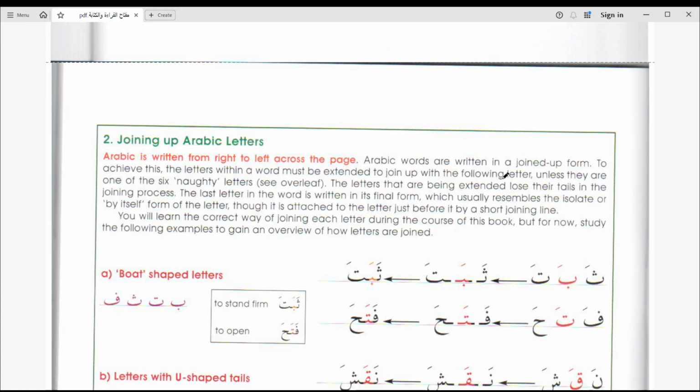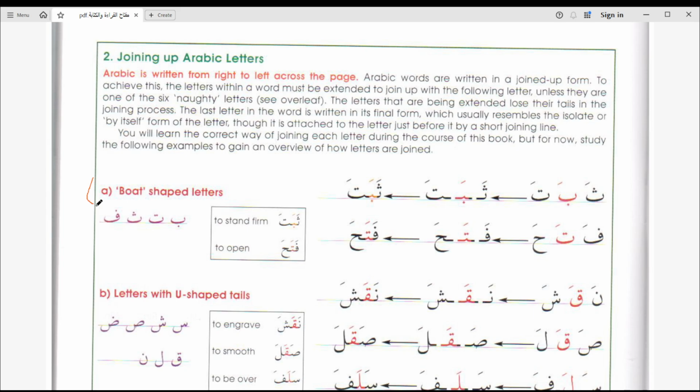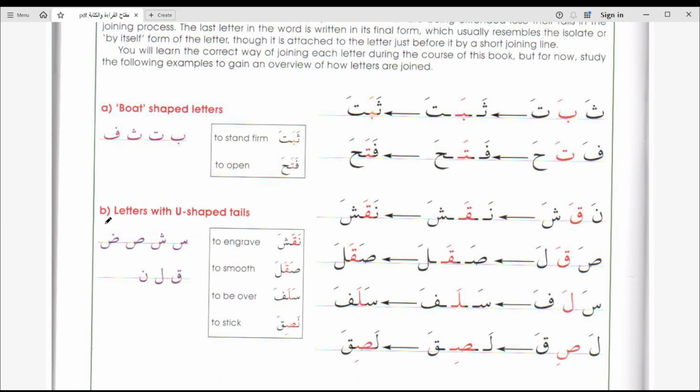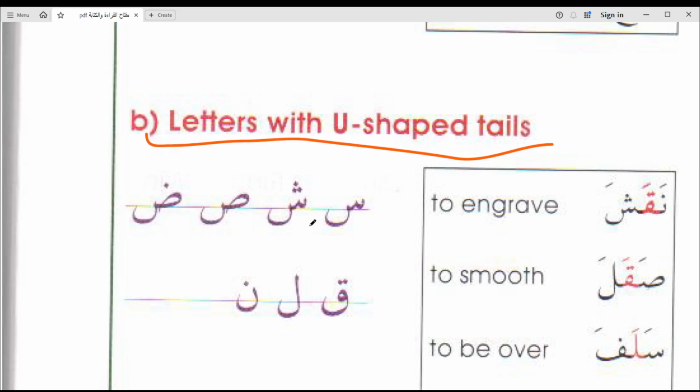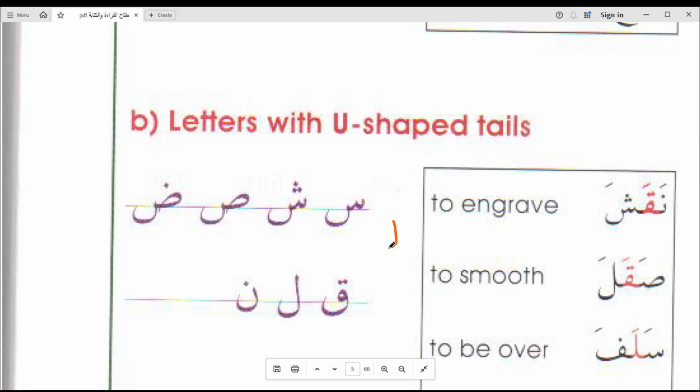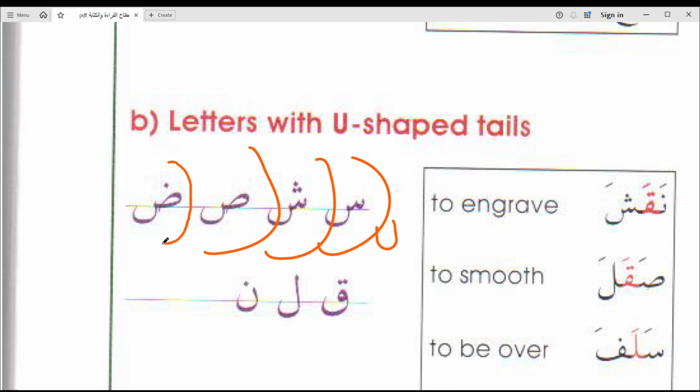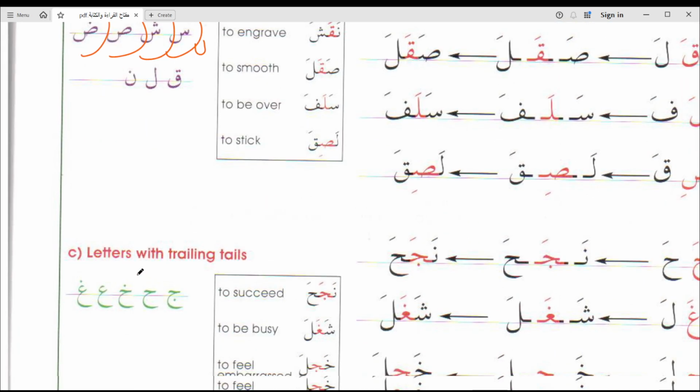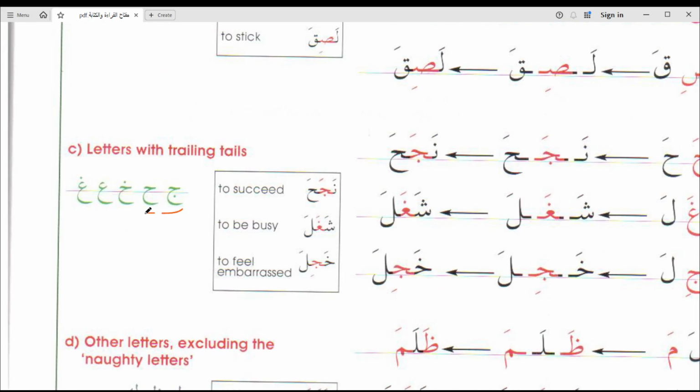Anyway, we continue. In Arabic, we have boat-shaped letters. These boat-shaped letters are ba, ta, tha, and fa. We have letters with U-shaped tails, like here, this is the U-shaped tail. You can look at it. For example, Seen, the same as Sheen, Sad, Dad, Qaf, Lam, and Noon. All of them have U-shaped tails. But of course, these are only in the isolated form of the letter. We have letters with trailing tails like Jim, Ha, Kha, Ain, and Ghain.